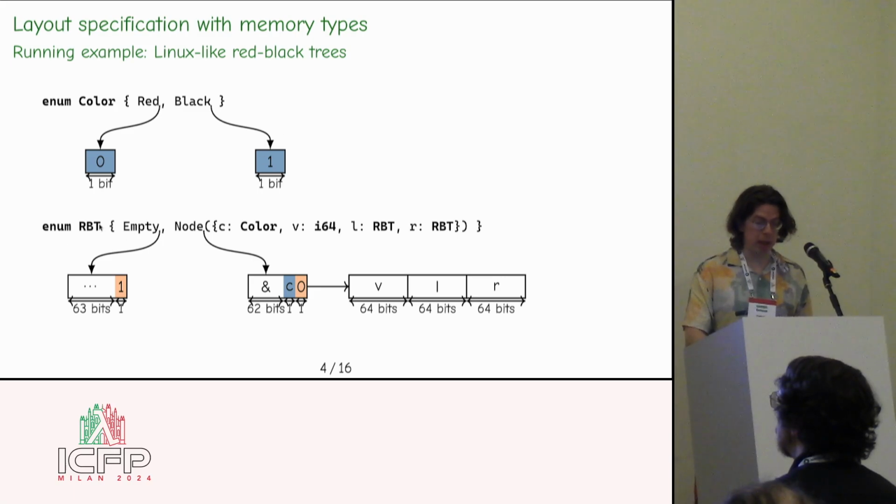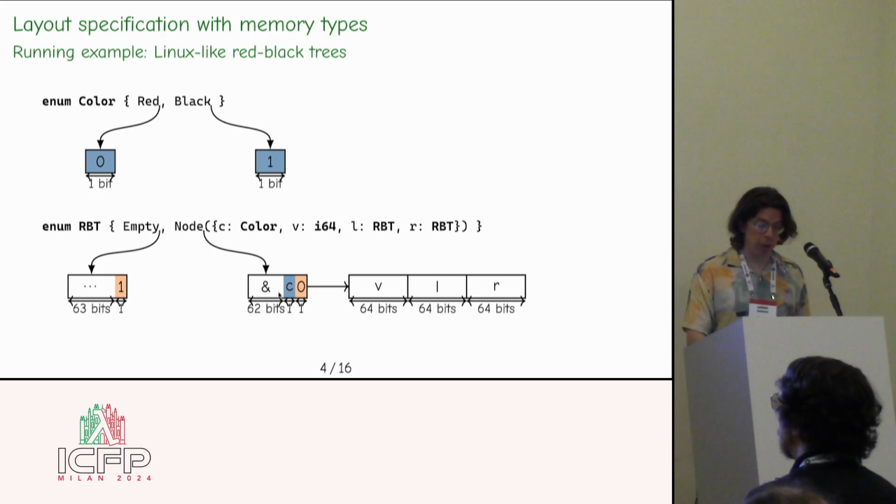And then a red-black tree is going to be either empty, which is going to be a word of 64 bits, where the lowest bit is 1. And we don't care about the rest. It can be whatever.